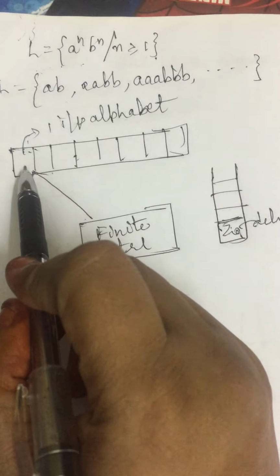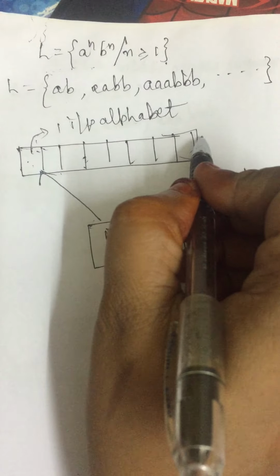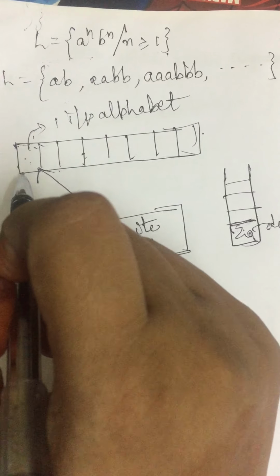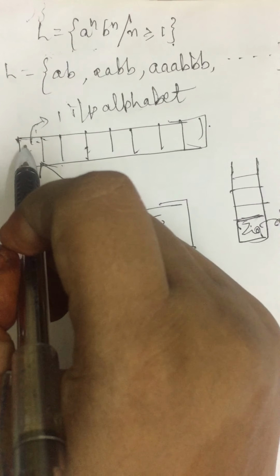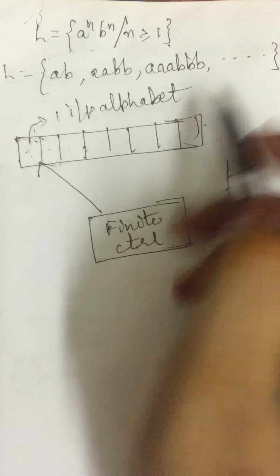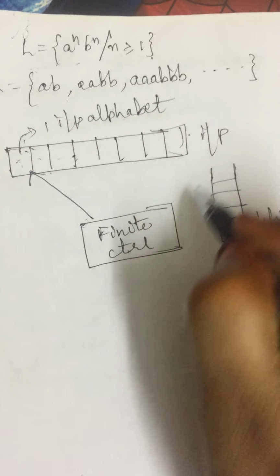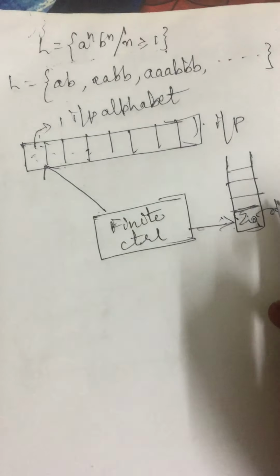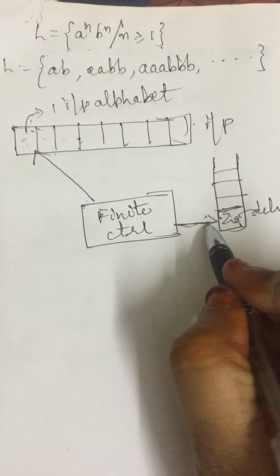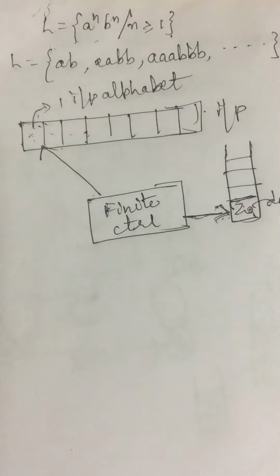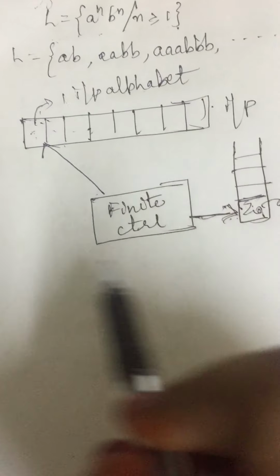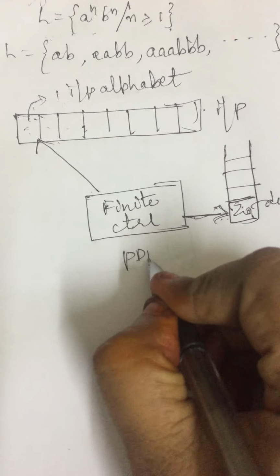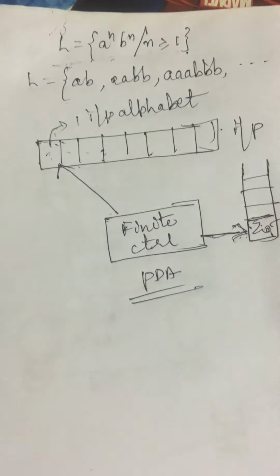to the input tape from the control. And each cell consists of the input alphabet. In this manner, the input string which we are going to take will be placed in this input tape. And from finite control to stack, there is a connection. And this is the model of the PDA. Now we are going to see how to design a PDA for the given language.